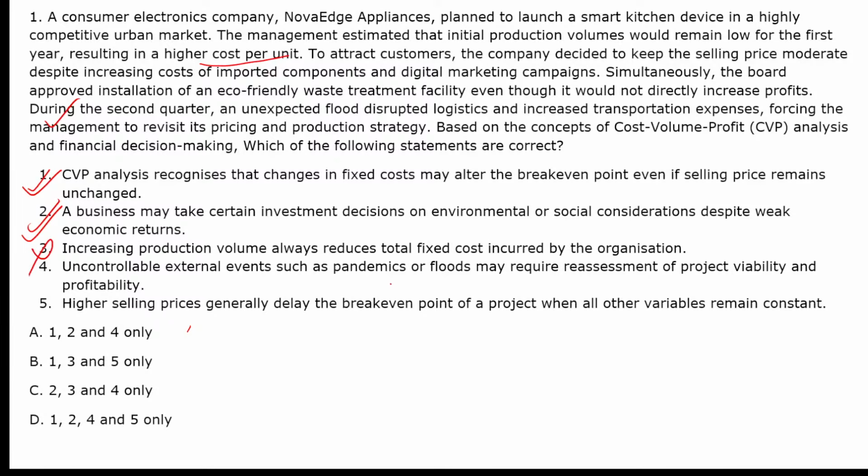Uncontrollable external events such as pandemic or flood may require reassessment of project viability and profitability. Correct. Higher selling price generally delays the break-even point, when all other variables remain constant. This is incorrect. Higher the selling price, the earlier the break-even will be achieved. So 3 and 5 are incorrect. So A is the correct answer.